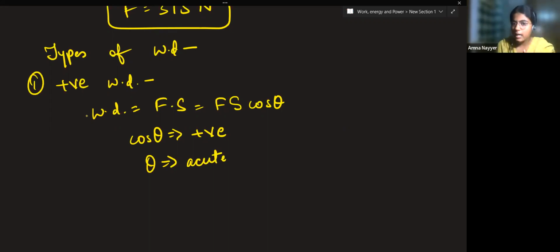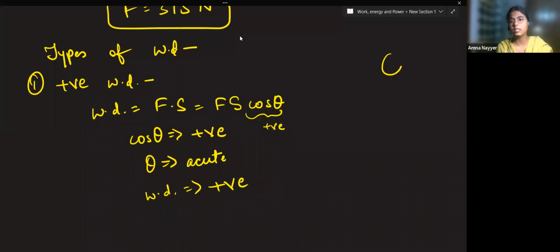So if the angle that is formed between the force and the displacement is less than 90 degree, we call it an acute angle. So cos theta will be positive. If cos theta is positive, your work done will be positive. So any angle where your theta is acute or zero, you can also take. For example, let's say a ball that is falling. A ball is there, ball is falling.